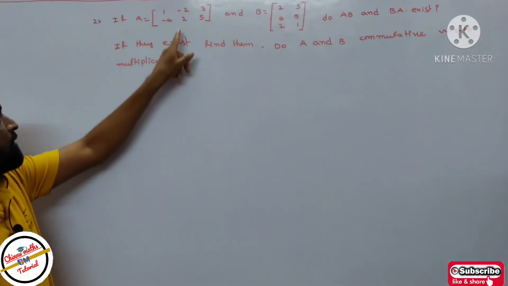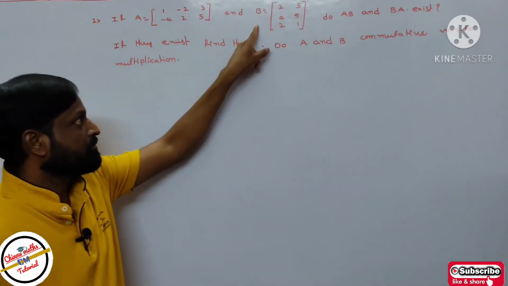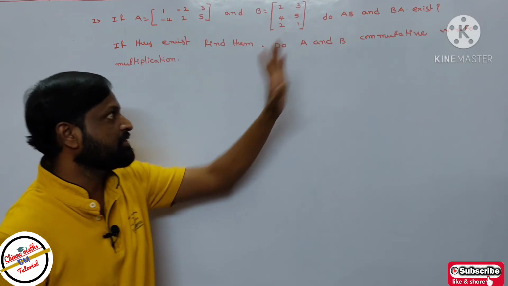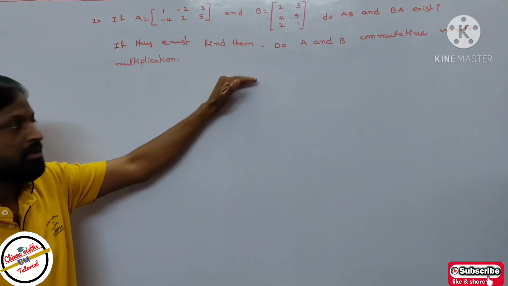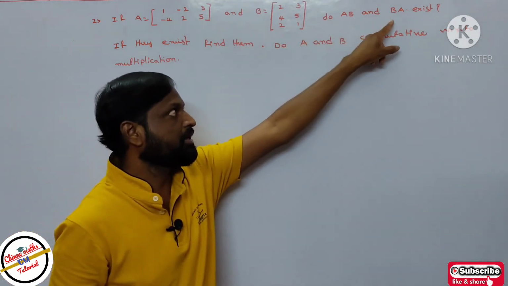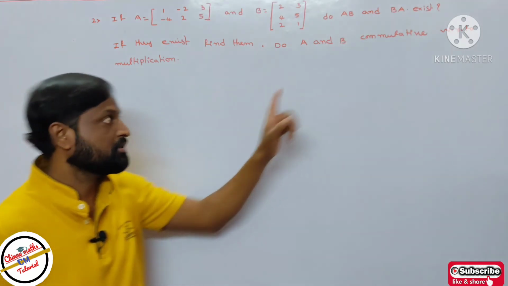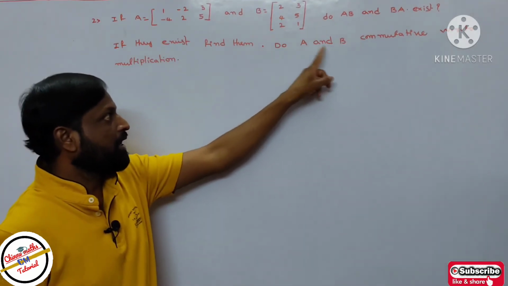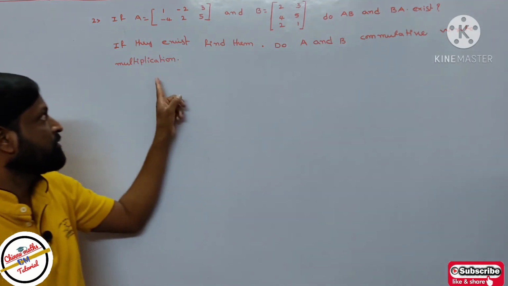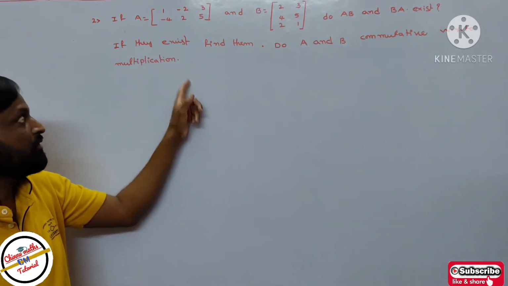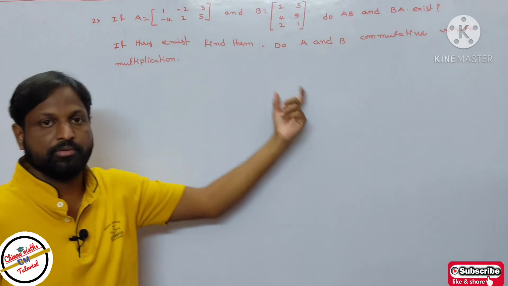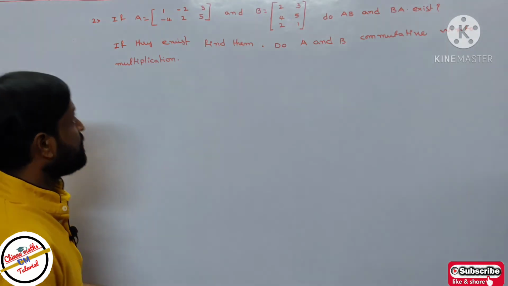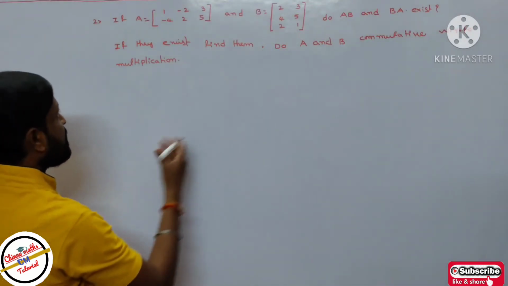Given matrix A and matrix B, do AB and BA exist? First we have to verify whether the product of AB and the product of BA exist or not. If they exist, then we can find the product. After that, we verify whether A and B are commutative with respect to multiplication or not. So first take the product of AB.